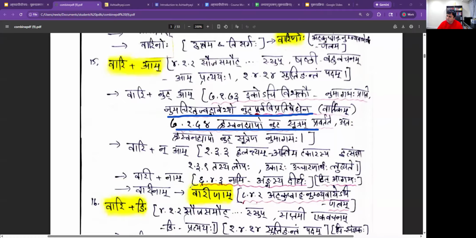Vari na am. नामि, 643, अङ्गस्य दीर्घः. वारीणाम्. Very good. Very good. Point.